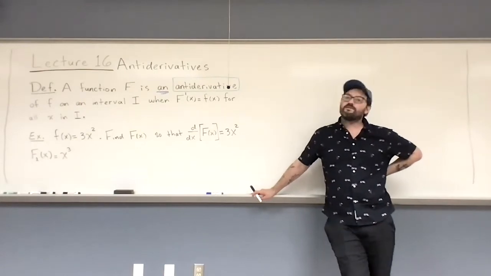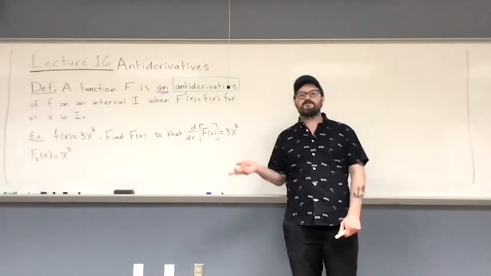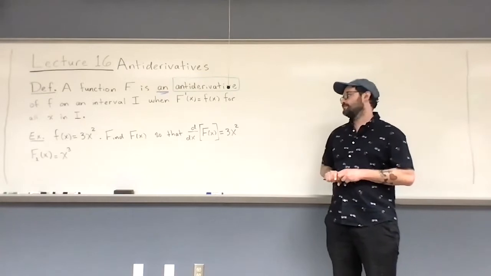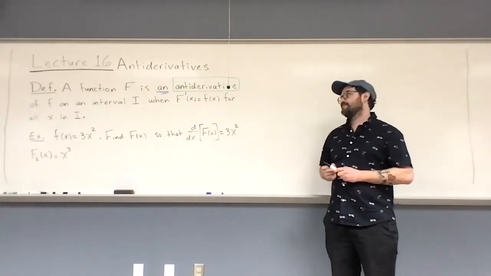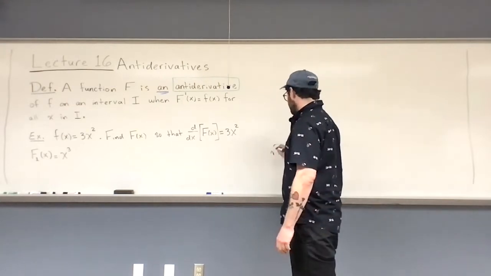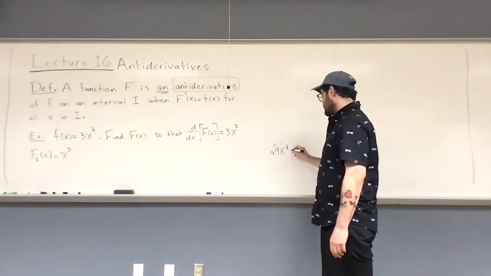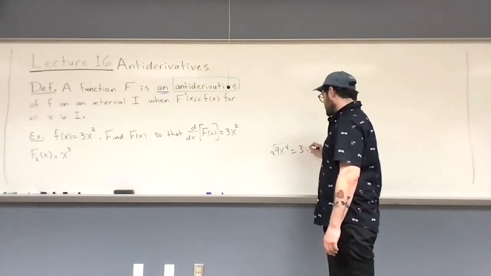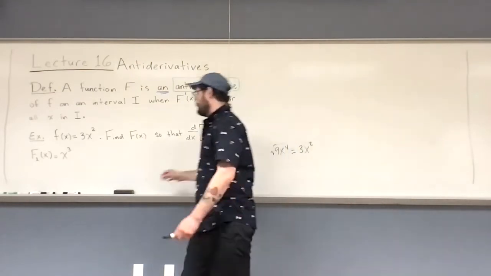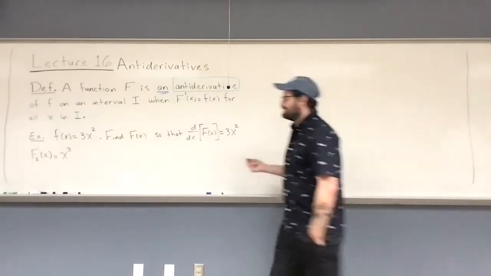2x cubed. Well, if it was 2x cubed, what would the derivative of that be? It would be 6x squared. So that wouldn't be the same. It would be square root of 9x to the fourth power. Well, this is really just 3x squared, but that's not the derivative. You need the derivative to be that. Come on, guys. What about this one?